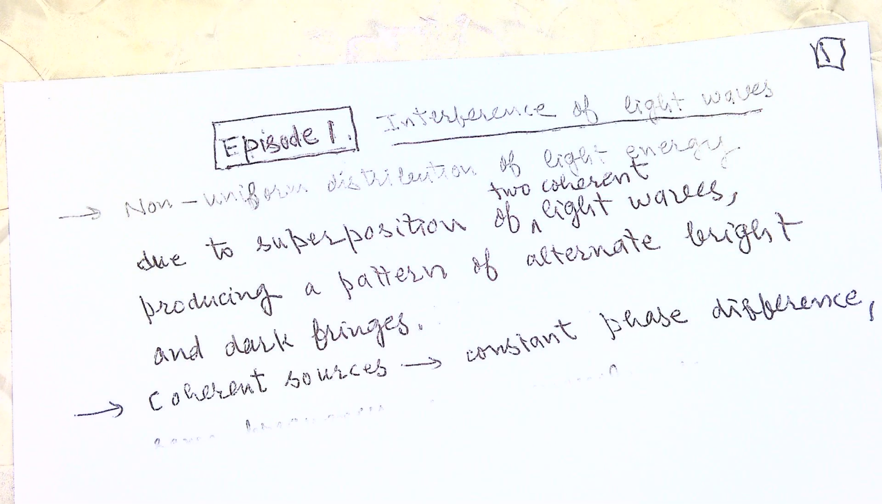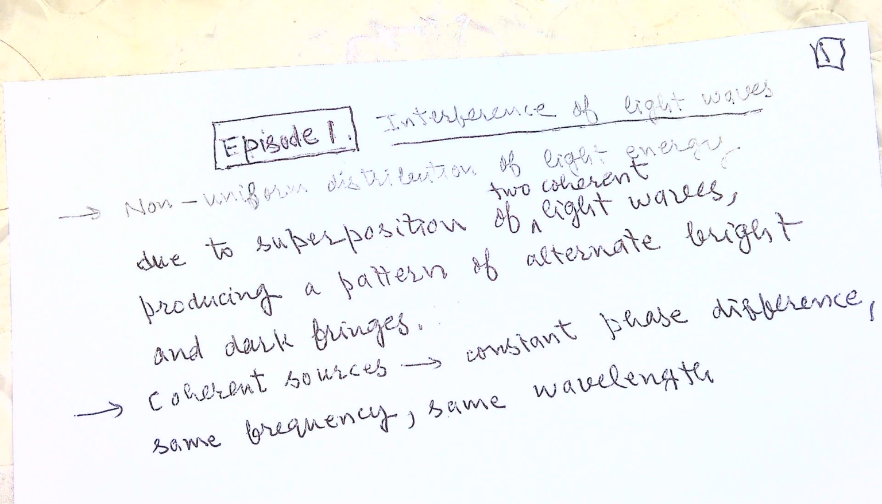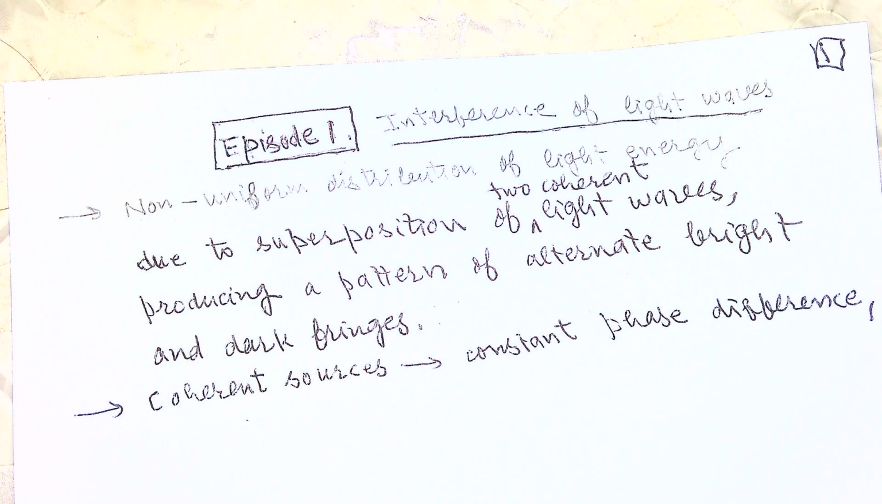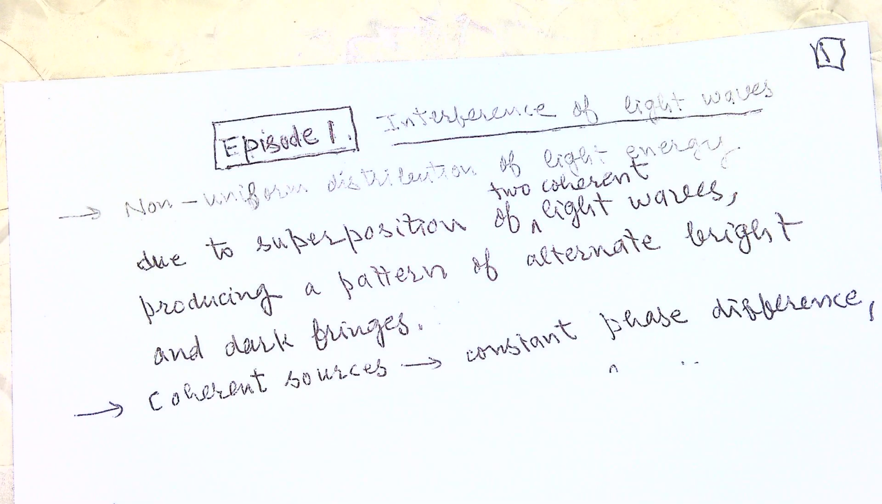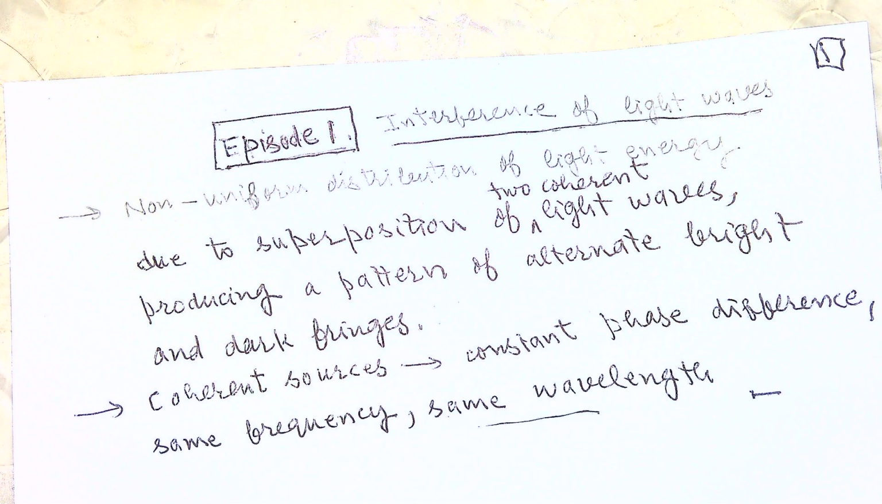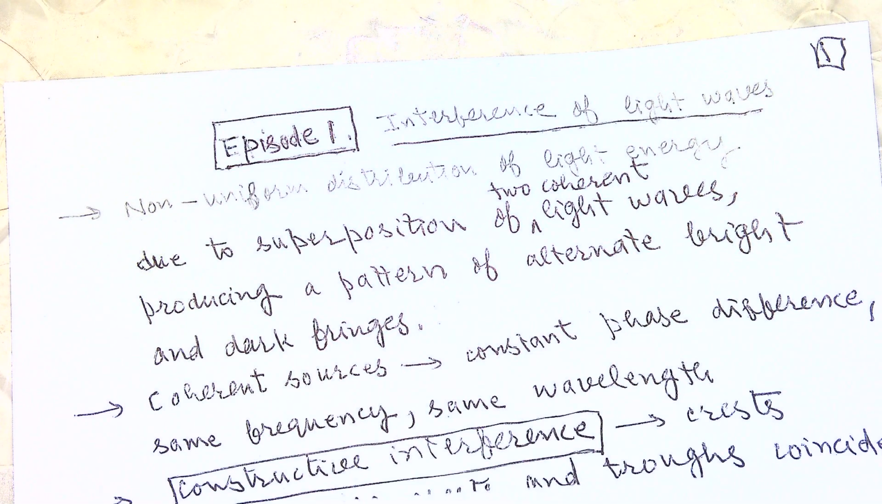Let us now talk about coherent sources, because without coherent sources, interference is not possible at all. Coherent sources are a necessary condition for interference to take place. Coherent sources, as you can see on the screen, have a constant phase difference, same frequency, and same wavelength.